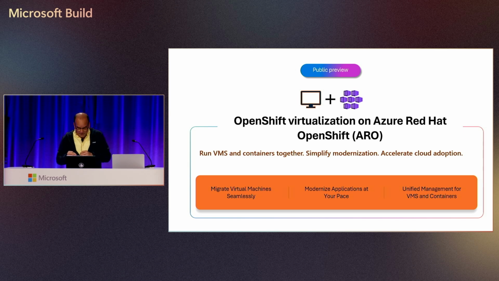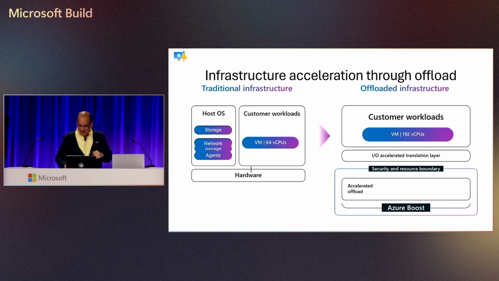All you have to do is deploy this on a new family of VMs, which is the other announcement: Azure Boost. It's a new family of VMs where you deploy your ARO, and that opens up the capability of virtualization. This infrastructure is optimized at the CPU, networking, and storage level to optimize the performance of your virtualization.